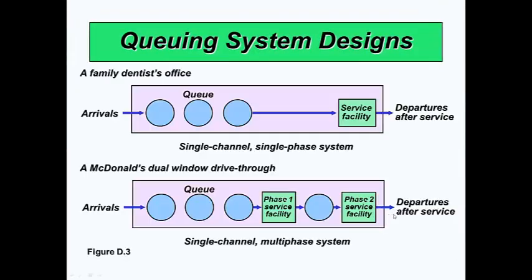Okay, this is a nice illustration of the different kinds of waiting lines. The most basic that I mentioned, a family dentist office, is a good example of single channel, single phase, assuming there is only one dentist, dental hygienist, and so on. Single channel, multi-phase, this is the same example I gave, a McDonald's dual window drive-through. My example was 3 phases.